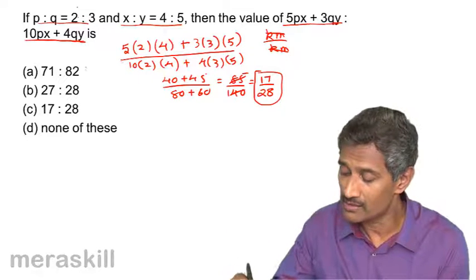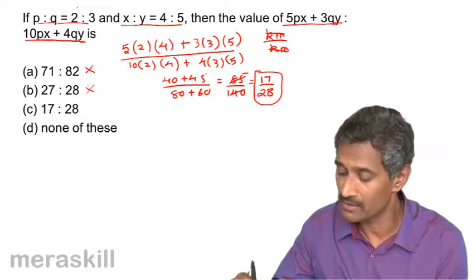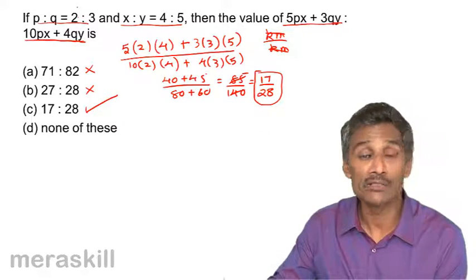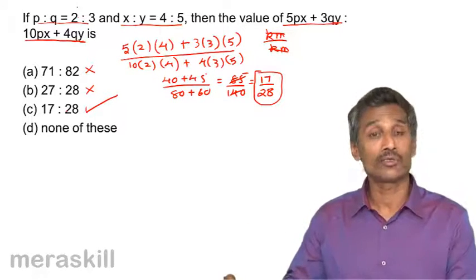Let's check what answers we have. No, not this, not this, and we have 17 is to 28. So in such a case, the value of this expression is 17 is to 28.